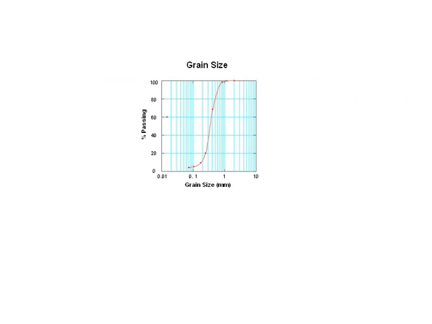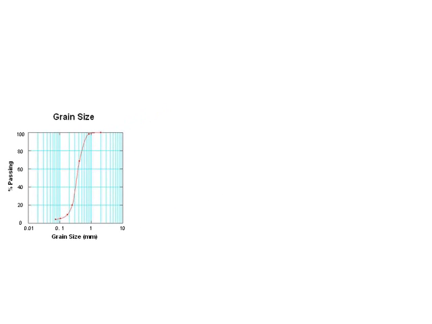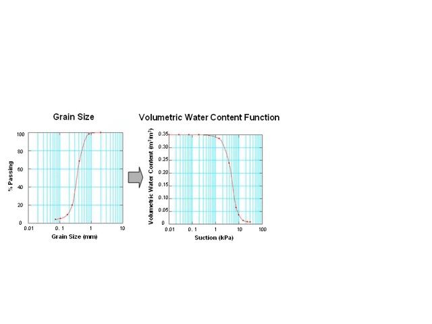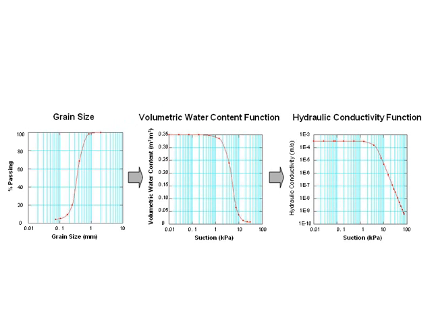To estimate the functions using the grain size data, the procedure is to first obtain the D10 and D60 values from the grain size curve. Then use these values to predict the volumetric water content function. The hydraulic conductivity is then estimated from this water content function.